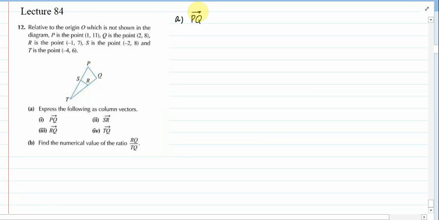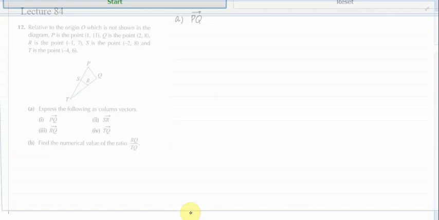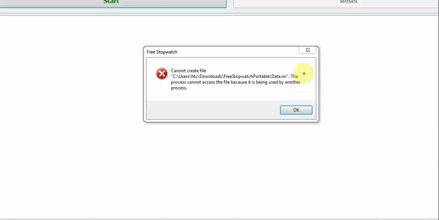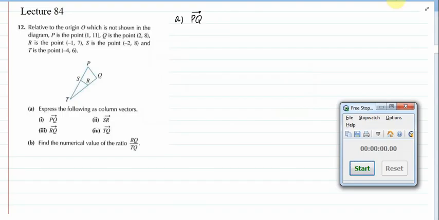First you need to highlight the path and then you need to add the column vectors together as given in the question, right? So first you need to give it a try, and you have a minute for this part. So let's start.